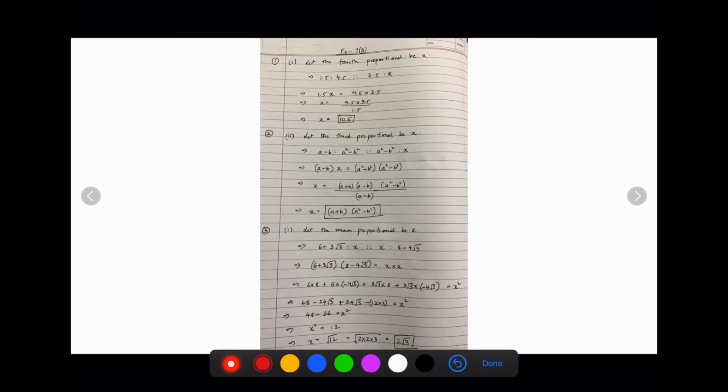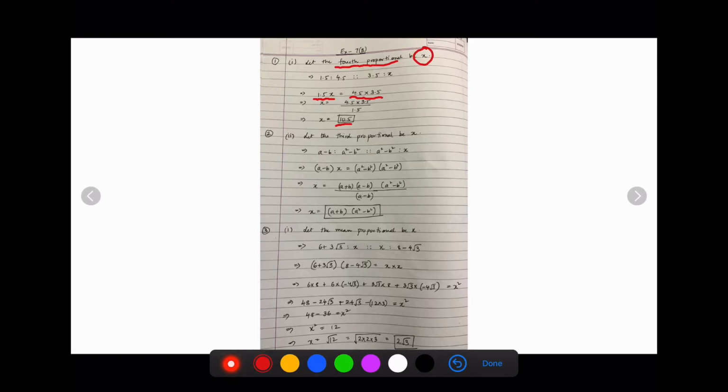So in question number 1, part 1, you can let the fourth proportional be a variable x. Since it's the fourth proportional, this is not a continued proportion, it's a regular proportion with 4 terms, and the last term we have to find out. So write it as 1.5 is to 4.5 as 3.5 is to x. Then the product of the extremes will be equal to the product of the means. So you can say 1.5x is equal to 4.5 into 3.5. Just solve for x and you will get the value as 10.5.